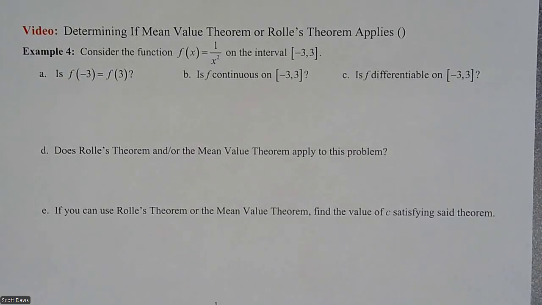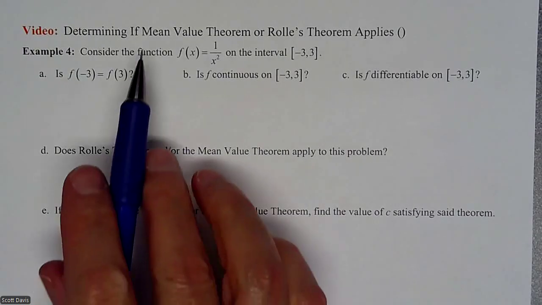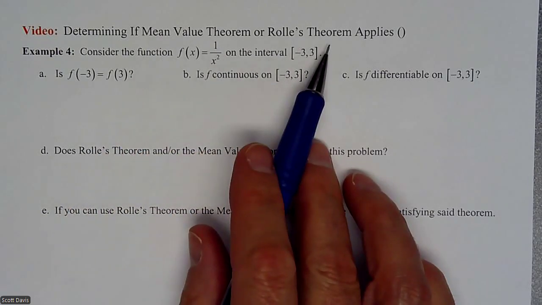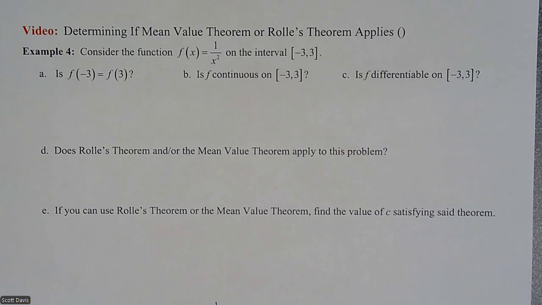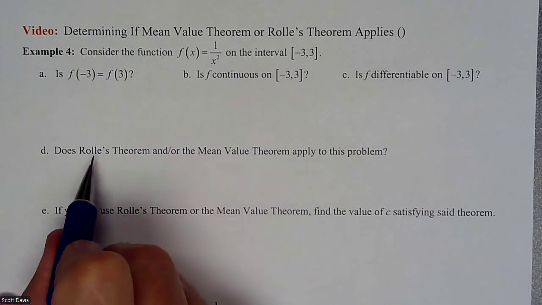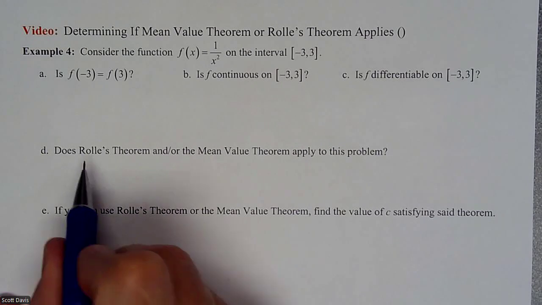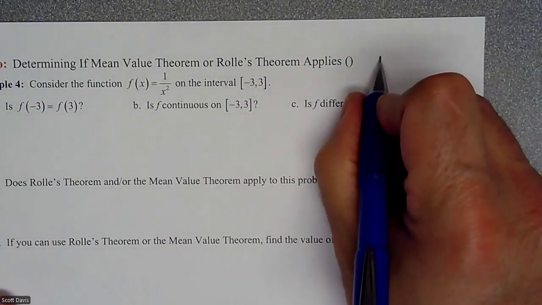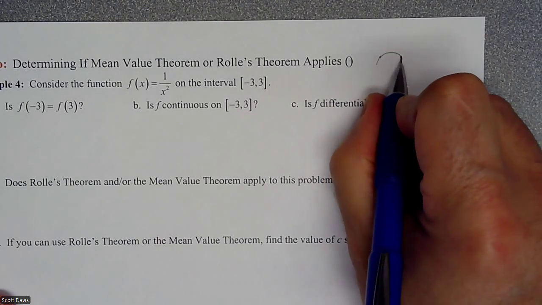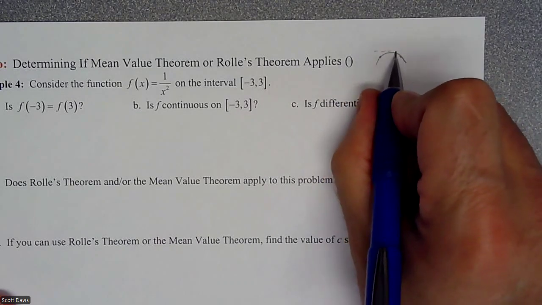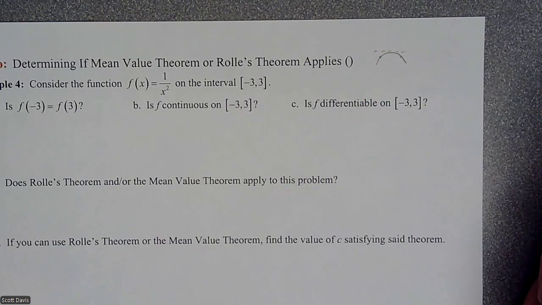In these two examples, we're going to be talking about whether the mean value theorem or Rolle's theorem applies, and we're going to answer some questions along with that. First, a quick refresher on Rolle's theorem. If you remember, you're talking about 2 points at the same y value, and if the graph is continuous, it's a guarantee that we have a slope of 0 between those two.